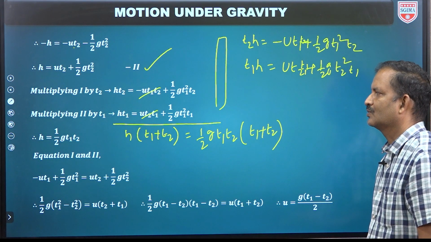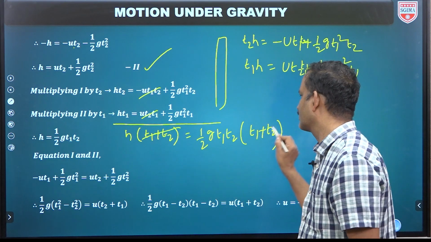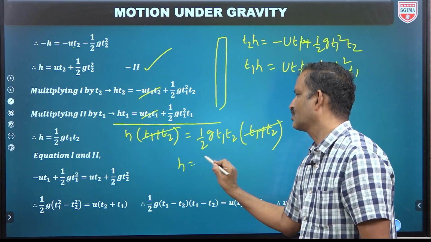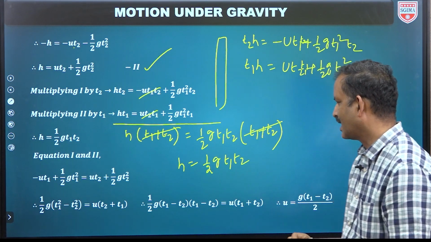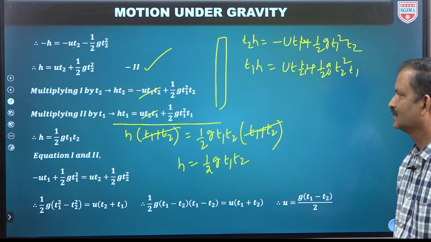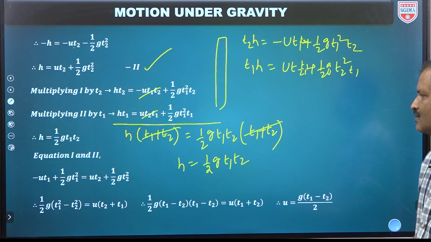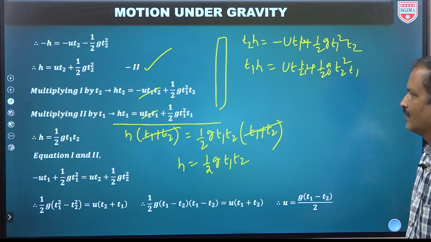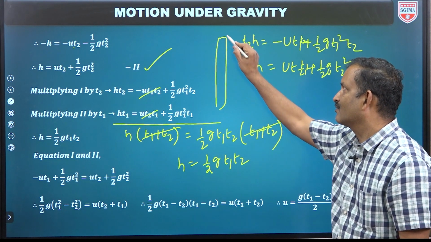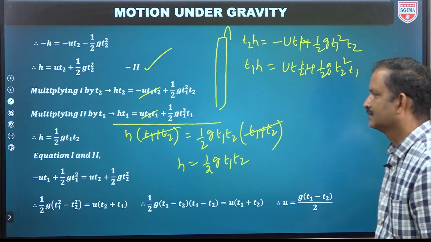If you add these two, then (t1 + t2) cancels, and H is equal to half g t1 t2. This is the height of the tower. H is equal to half g t1 t2. Similarly, we have to find out with what velocity it is projected up.